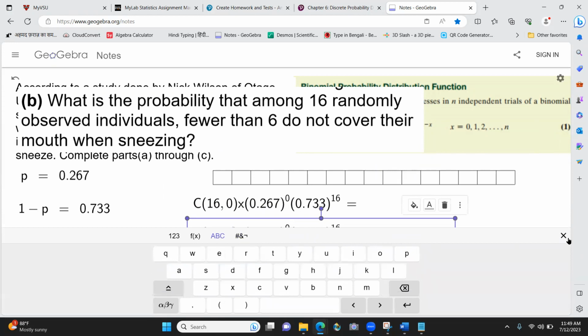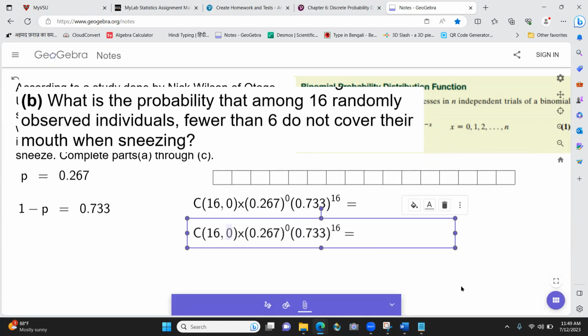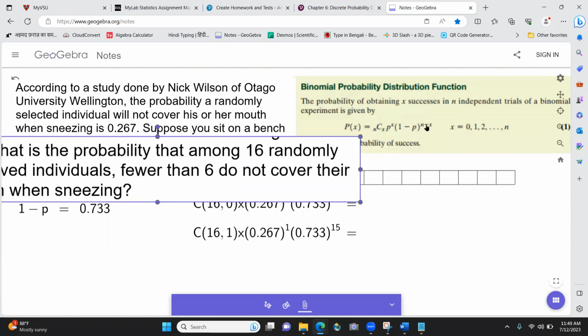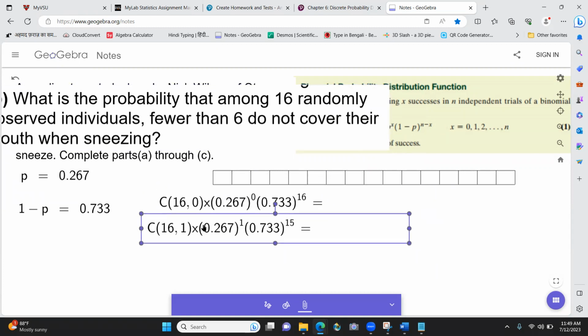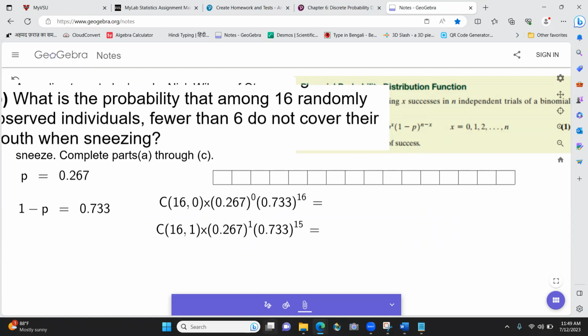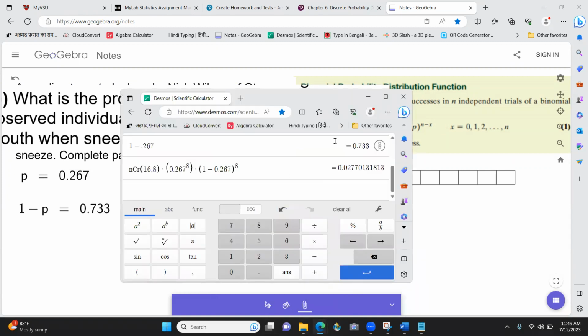This one is going to be only 1. And this one is going to be 1. And this one is going to be 16 minus 1, 15. Why, guys? If 1 doesn't cover, 15 covers. None of them covers, all of them, none of them. This is 0. The powers should add up to 16. Just like here, if this is x, this is n minus x. So I have to do it for 0, 1, 2, 3, 4, 5. So I will do it here, but I'm actually better off doing it on the calculator. Let me try it here, guys.